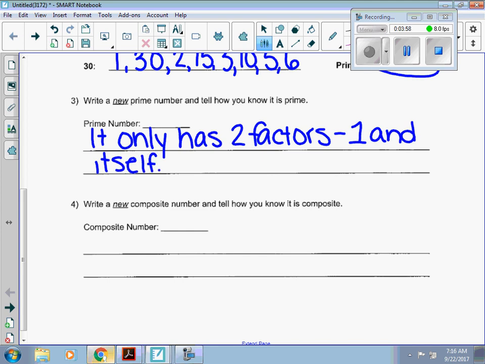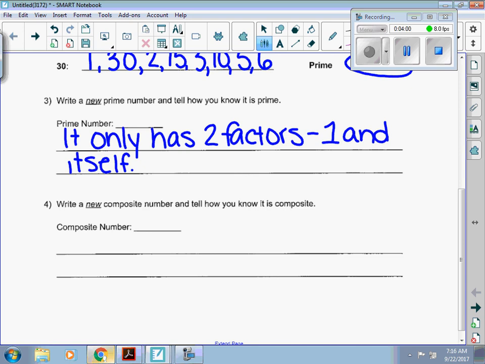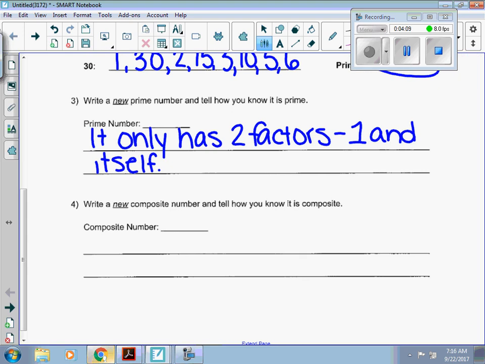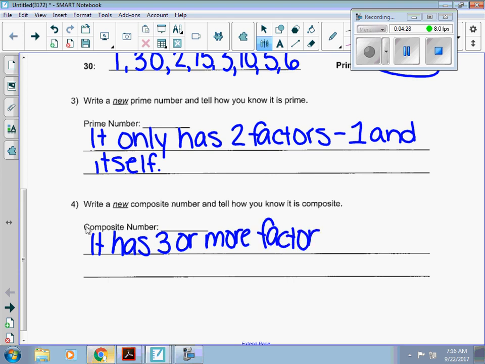Okay, so you could pick any prime number. You could pick 2, well, not 2 because we used it, a new one. So you could pick 3, 5, 7, 11, 17. There's a bunch of prime numbers. Same with composite number. There's a bunch of different numbers you can choose. And it's composite because it has 3 or more, or you could say more than 2. And you might want to list your factors for that number if you want, just to make sure. But a reason is because it has 3 or more factors.